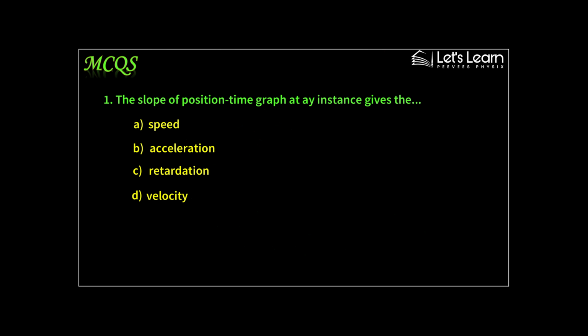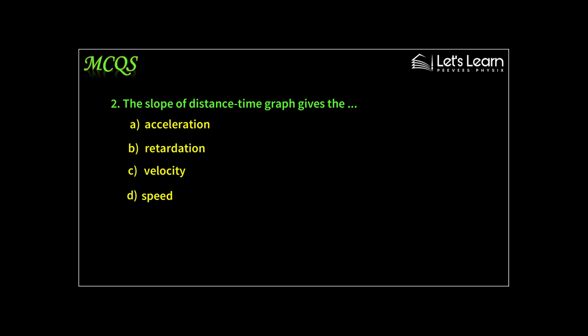Let's do some MCQs. Slope of position-time graph means position divided by time, which is velocity. Second one, slope of distance-time graph, distance divided by time, which is speed.